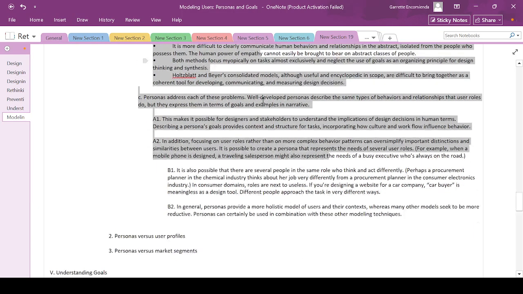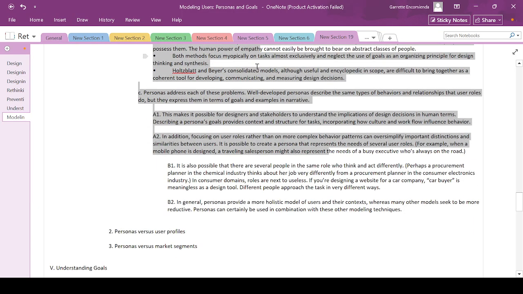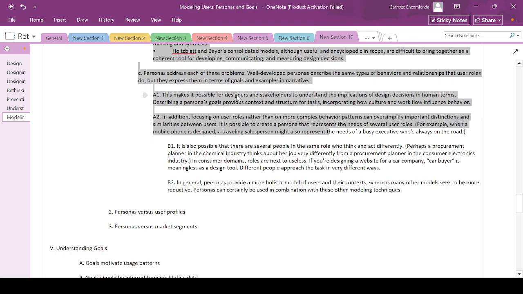Both methods focus myopically on task almost exclusively and neglect the use of goals or motivation as an organizing principle for design thinking and synthesis. Hall's and Beyer's consolidated models, although useful and encyclopedic in scope, are difficult to bring together as a coherent tool for developing, communicating, and measuring design decisions that will be accepted by stakeholders. Personas address each of these problems.